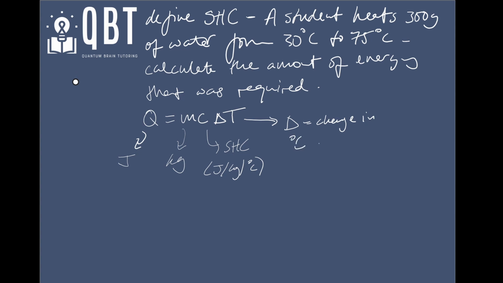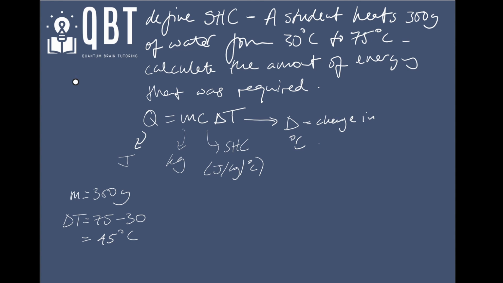So with this equation, I'm sure that we can figure out this question. The question is, a student heats 300 grams of water from 30 degrees to 75 degrees, which means that our change in temperature is going to be our final temperature minus our initial temperature, which is 45 degrees Celsius. It says that we need to calculate the amount of energy that was required to cause this temperature change, and obviously we need specific heat capacity.